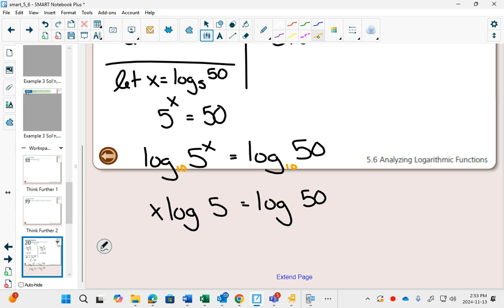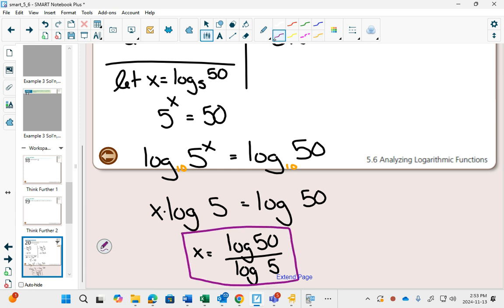Now, it's x times log of 5, and log of 5 is a number. So if I wanted to get x by itself, all I would have to do is divide both sides by log of 5. And now I have that x is equal to log of 50 divided by log 5. And what did I start with? We just proved the change of base theorem. We just started with one and made it equal to the other one.